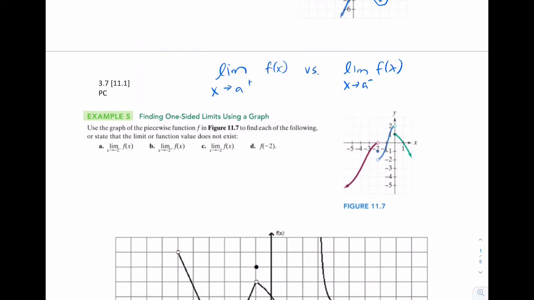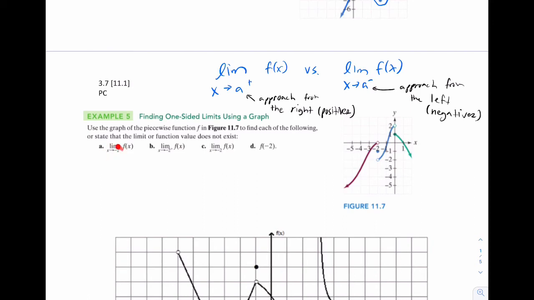What you want to write is this would mean approach from the right, or the positive side, or the positive numbers. And this would mean approach from the left, or the negatives.